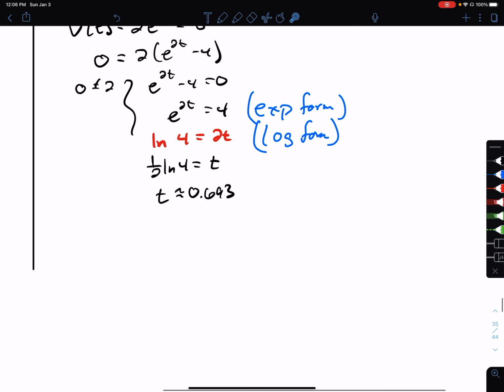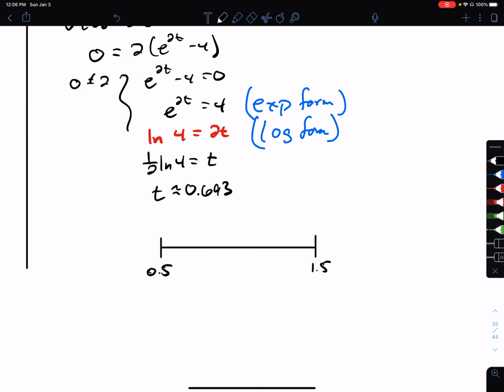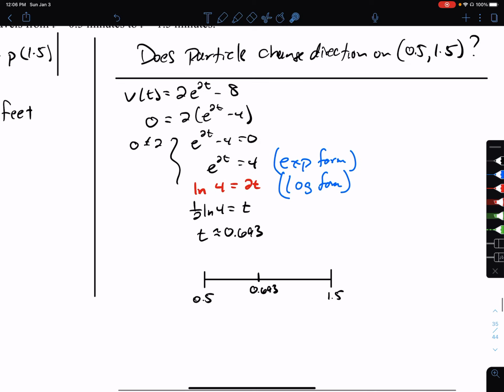So just to determine for sure if it's changing direction, we're going to make a sign diagram. Since my sign diagram has a beginning and end, I'm not going to put arrows on it. The beginning is half a second and the end is 1.5 seconds. And then we found someplace in here, this is equal to 0. If you were to pick a test point in each of these intervals, and you were to plug them into the velocity function, for example, if you put in 0.6 into this, put it in your calculator, you would find that this interval is negative.